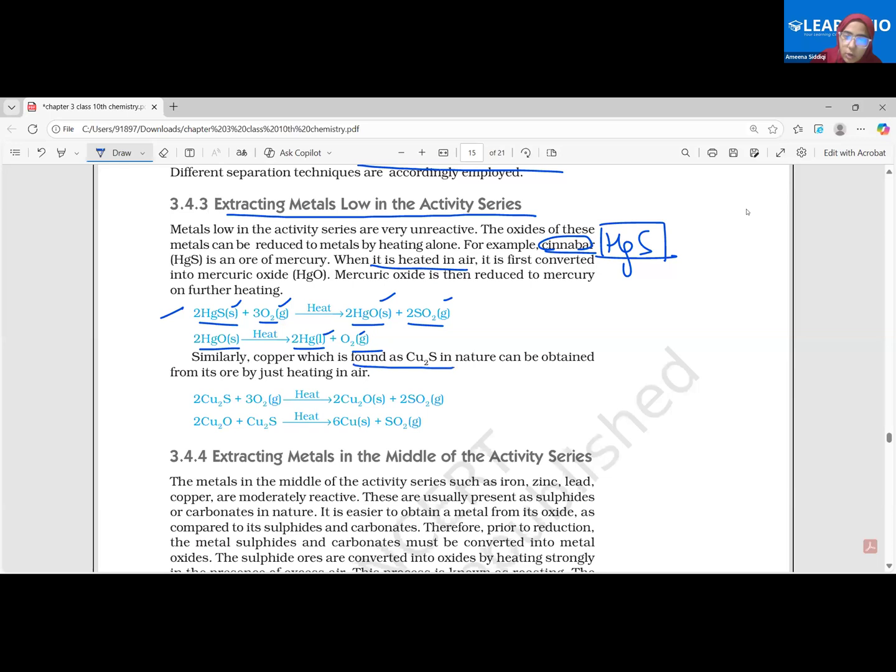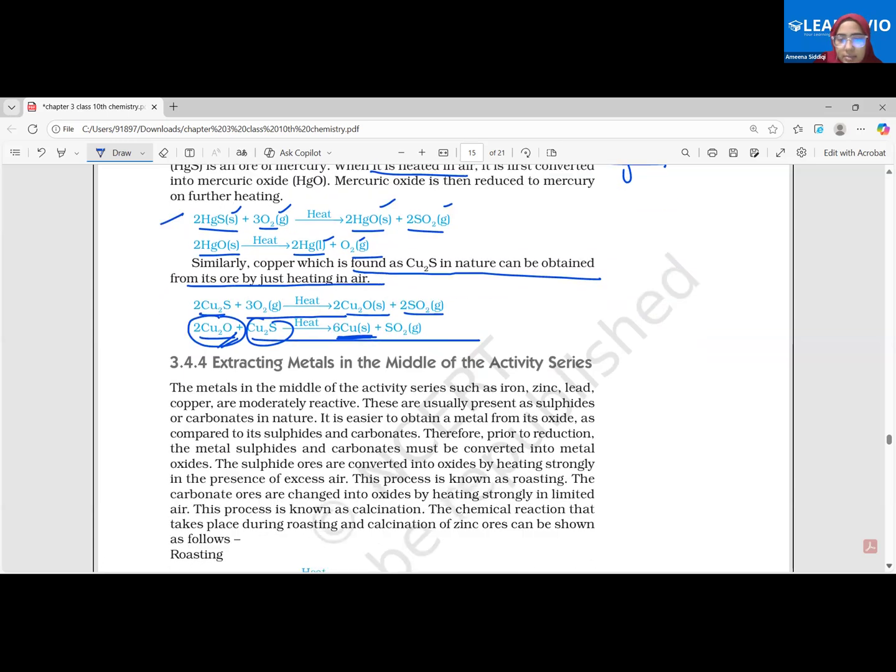Similarly, copper, which is found as copper sulfide in nature, can be obtained. See, how can we obtain it? Again, copper sulfide: first change it to the oxide form by heating in the presence of oxygen. We get copper oxide plus sulfur dioxide, right? Then the copper oxide is heated again. We have the oxide form here, and then we are reducing it by heating. What are we getting here? Copper, the metal from the ore. Yes or no? Okay, that's it. Fine.